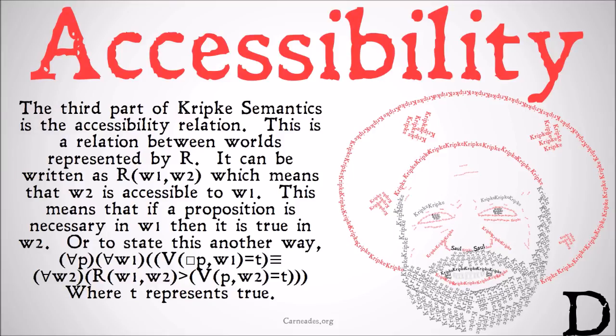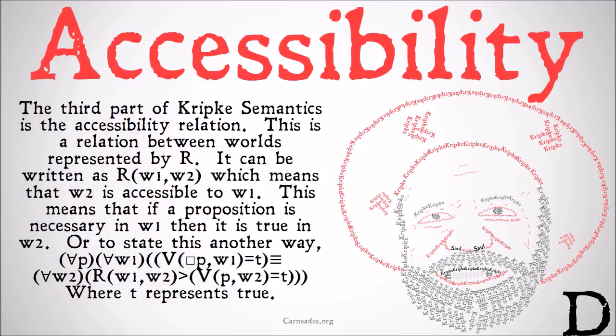The third part of Kripke semantics is the accessibility relation. This is a relation between worlds represented by R. It can be written as R, W1, W2, which means that W2 is accessible to W1, or W1 accesses W2. Note that those aren't interchangeable. W2 is accessible to W1, and W1 accesses W2 mean the same thing, but just because W2 is accessible to W1 doesn't mean it can go the other way around, and we'll talk about that later.